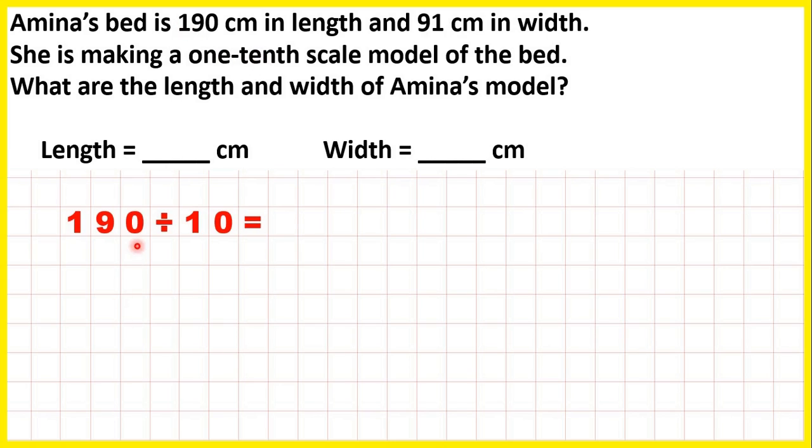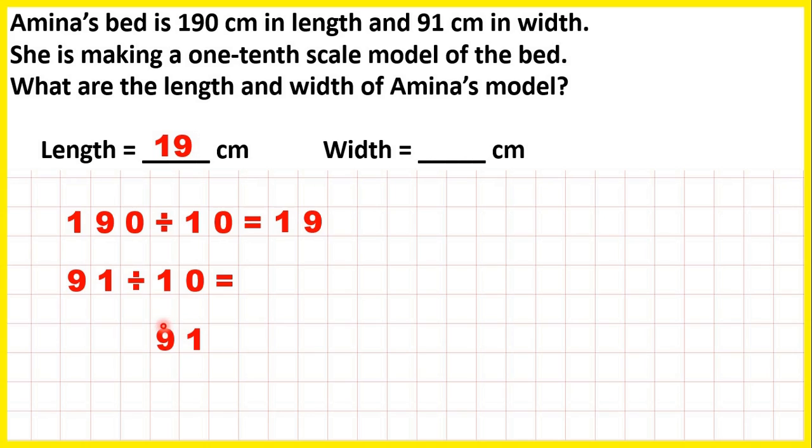So 190 divided by 10 is 19, because if we're dividing a multiple of 10 by 10, so that's a number with a 0 on the end, we can just take off an end 0. So the length of the model will be 19 centimeters, and then to find the width, we need to divide 91 by 10. Now, if we're dividing a whole number by 10, we can imagine the decimal point on the end, and then to divide by 10, we move the decimal point one place to the left, so that's 9.1.